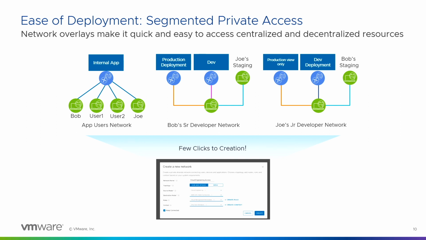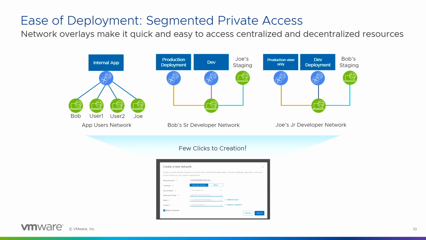So in this particular case, you might have a user network. Bob can live within that. Bob has a senior developer network. He's got access to the production, development, and Joe's staging environment. And Joe, who's just a junior developer, has production view only, can't deploy, but can deploy to dev, and he has access to Bob's network. And Bob's resources staging is in fact actually on his client laptop itself.